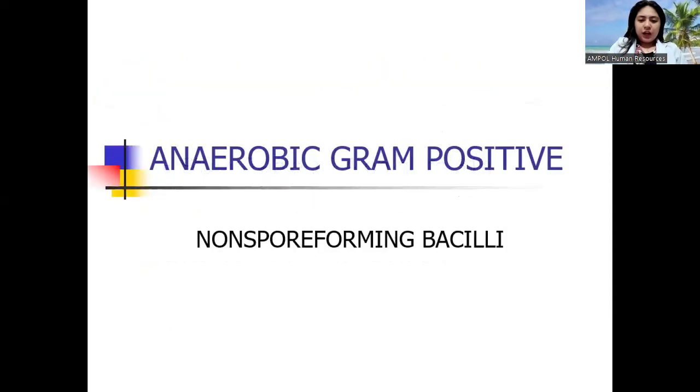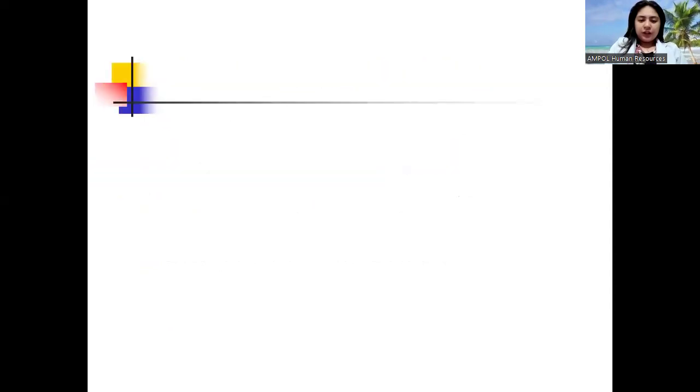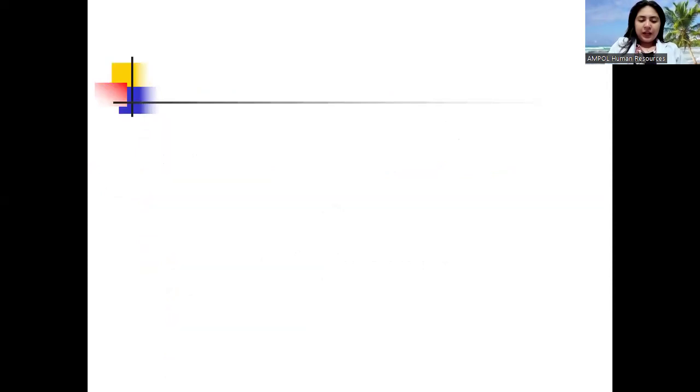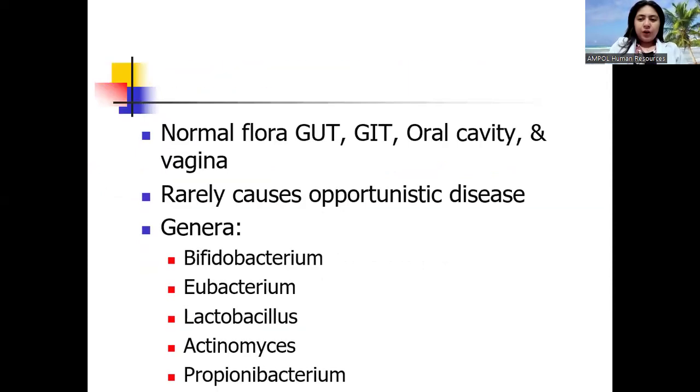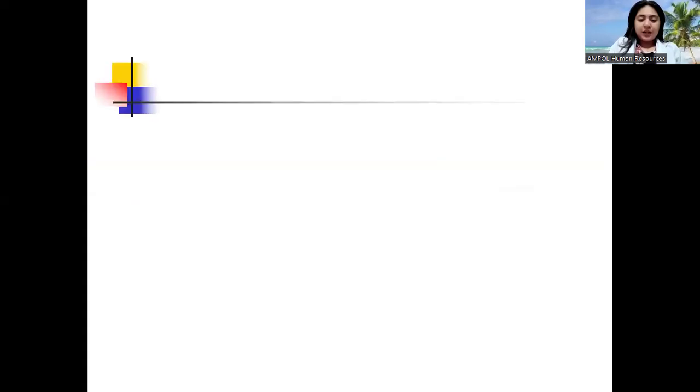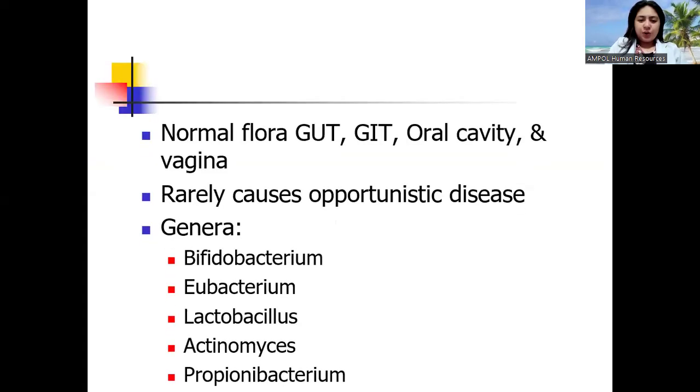Miscellaneous Clostridia. Just read it in the book. These are anaerobic gram-positive, non-spore-forming bacilli, like Propionibacterium. They are usually normal flora and rarely cause opportunistic disease. Genera under this group are Bifidobacterium, Eubacterium, Lactobacillus, Actinomyces, and Propionibacterium.